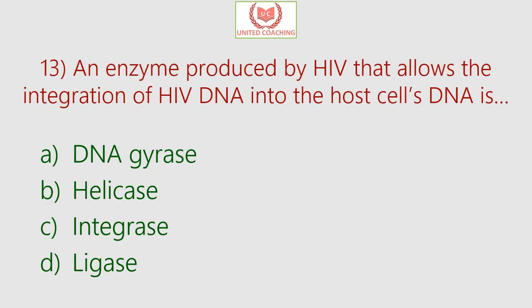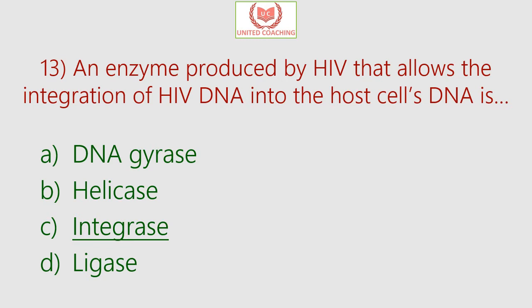Our next question is, an enzyme produced by HIV that allows the integration of HIV DNA into the host cell's DNA is? So is it DNA gyrase, helicase, integrase or ligase? So the answer is integrase. HIV is a retrovirus, which comes from a large and diverse family of RNA viruses that make a DNA copy of their RNA genome after infecting the host cell.